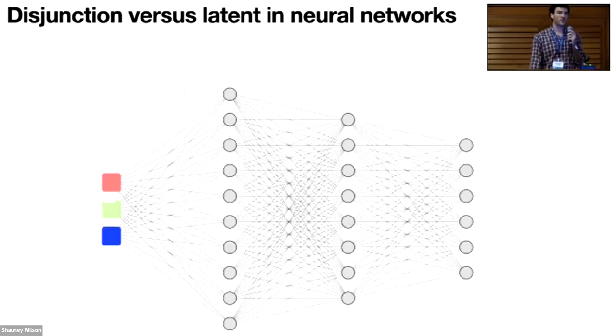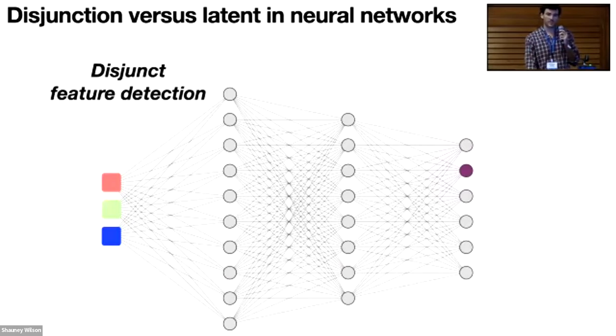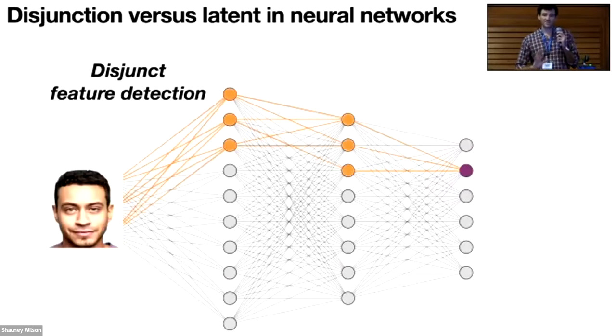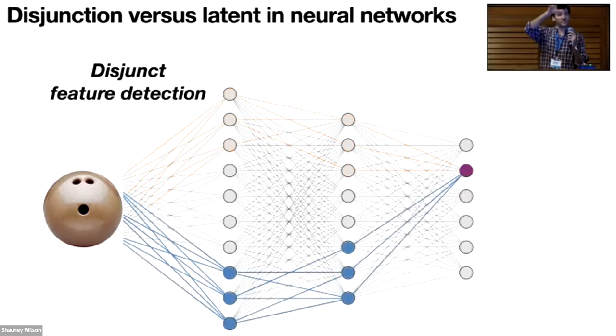Okay, so how does this distinction pan out in artificial neural networks? So here a feature is just going to be an artificial neuron, right? And we can think about disjunctive feature detection first. So in this case, maybe the face image gets passed in and it takes a certain route. These are the computations responsible for why the feature responds highly to the face. Now, if it's a disjunctive feature, the bowling ball would take a different route. There are different computations responsible for why the feature responds highly to a bowling ball.